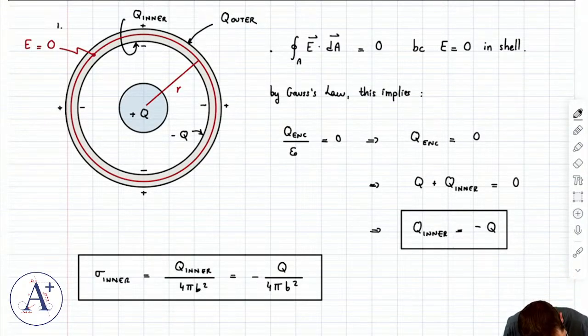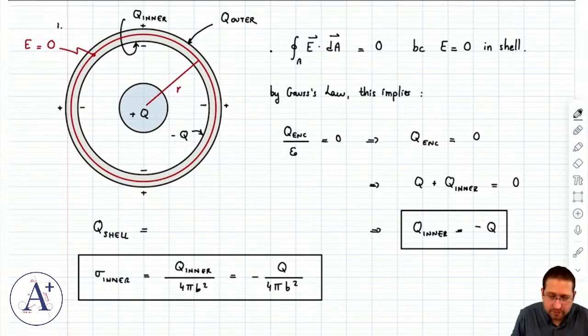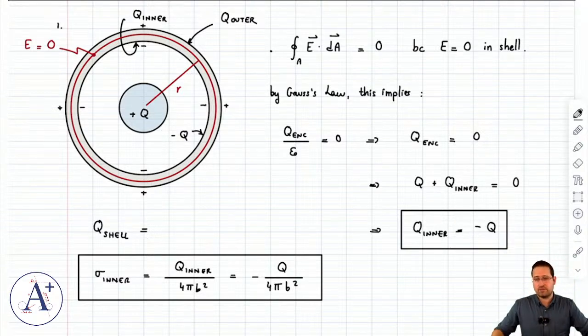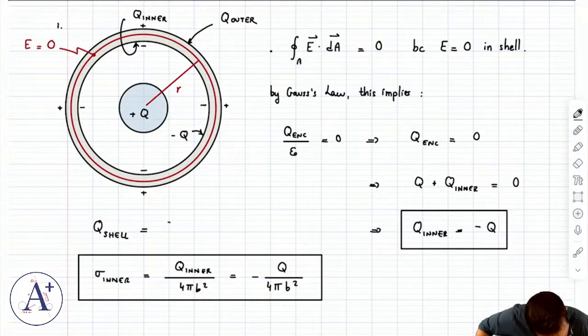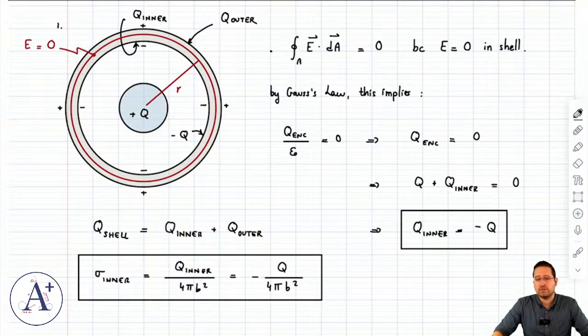So instead, we can say the following. We know that the total charge on the shell, net charge, is 0. That was given by the problem. But where did Q inner and Q outer come from? They came from the shell, right? So it has to be true that Q inner plus Q outer is equal to Q shell.